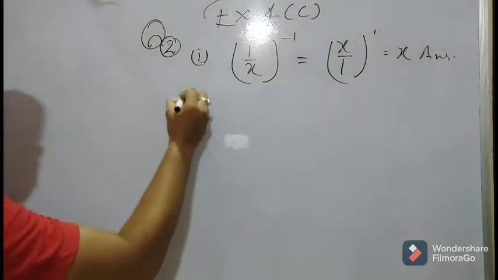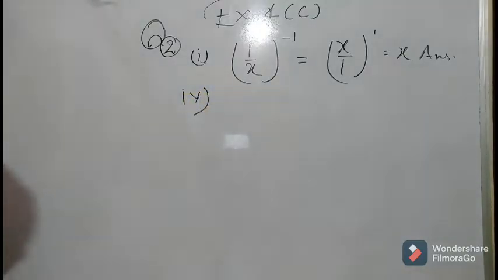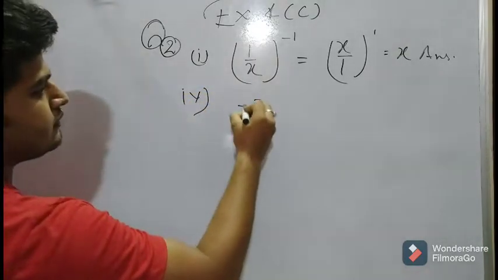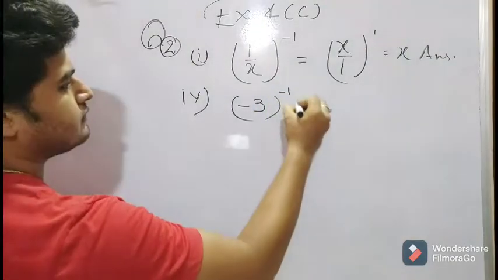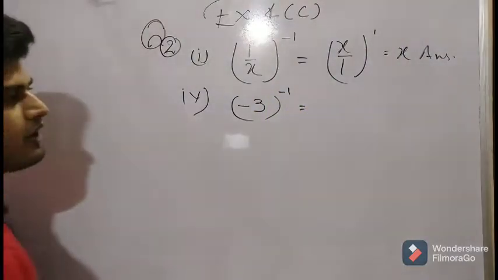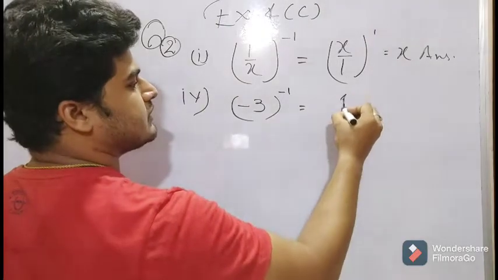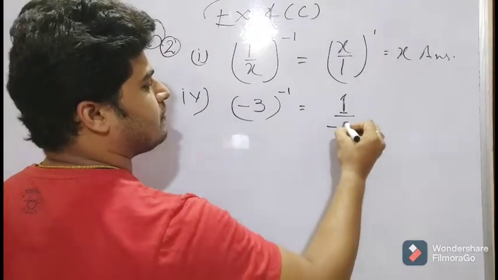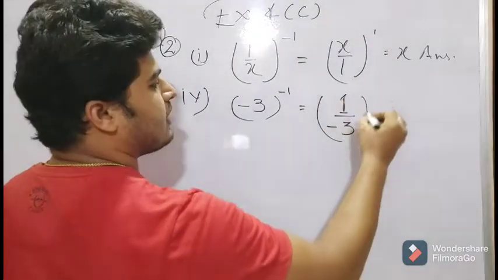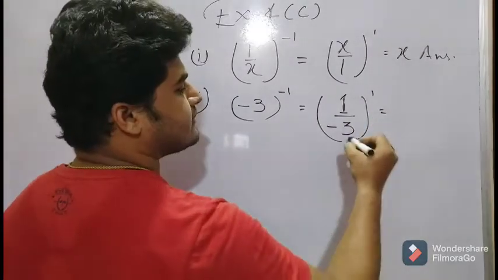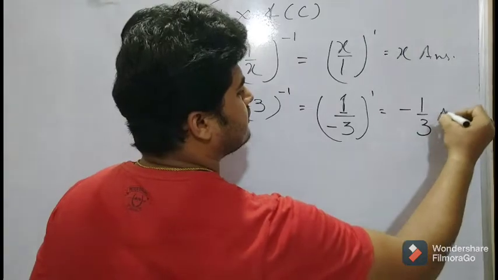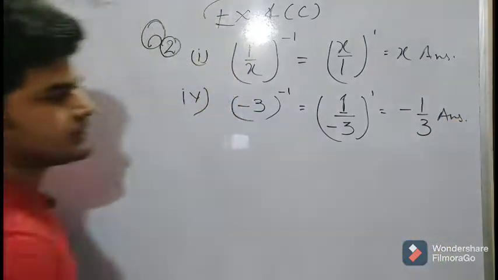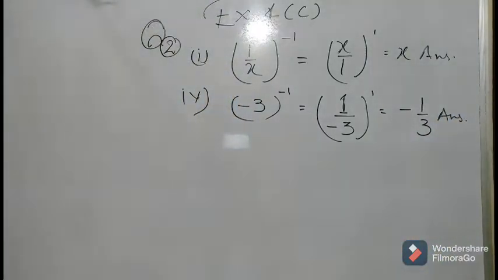Then the fourth part, minus 3 to the power minus 1. So we will reverse the number. So it will become 1 upon minus 3 to the power 1, and the negative sign is not kept in the denominator. So we will write minus 1 upon 3. Minus 1 upon 3 will be the answer.